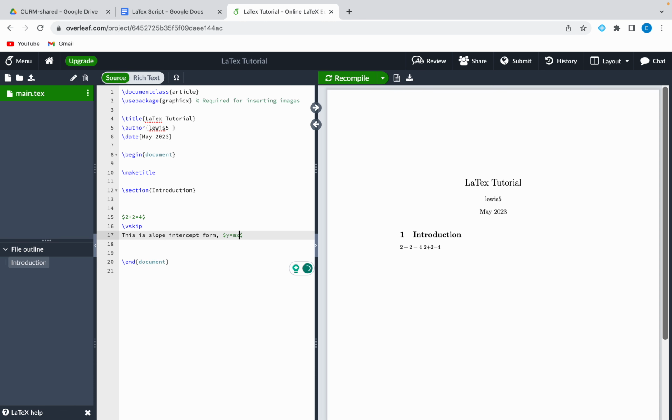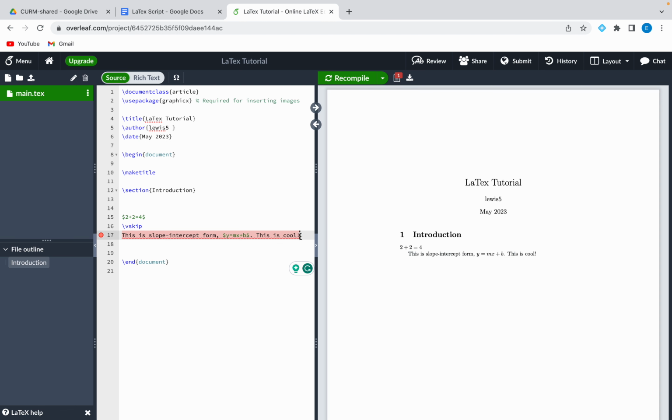y equals mx plus b. Right? Period. This is cool, right? So I wrote a sentence, and in the middle of the sentence, I wrote a math equation. And you might notice that the math equation is the only thing that is highlighted green. So now, whenever I type this, right, look, this is slope-intercept form, comma, y equals mx plus b.